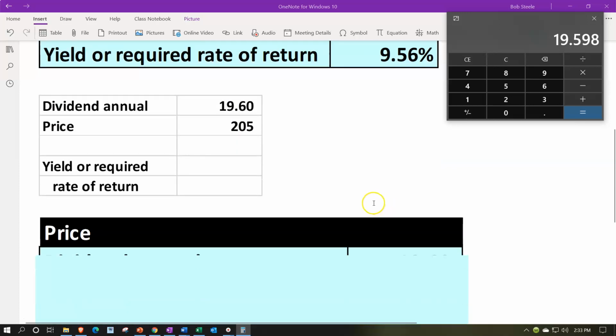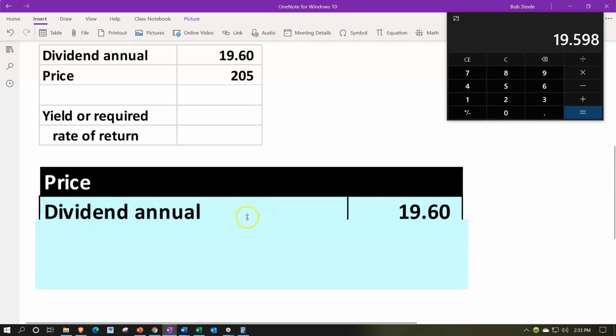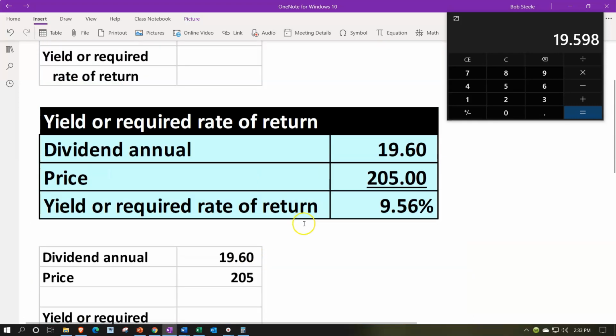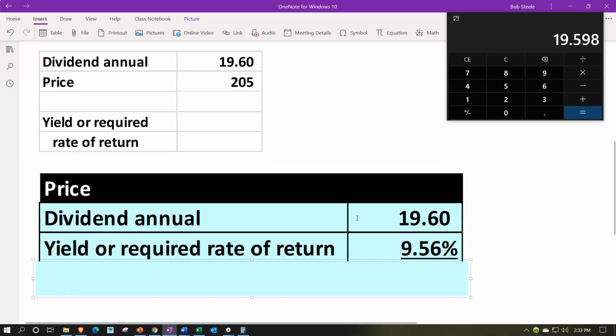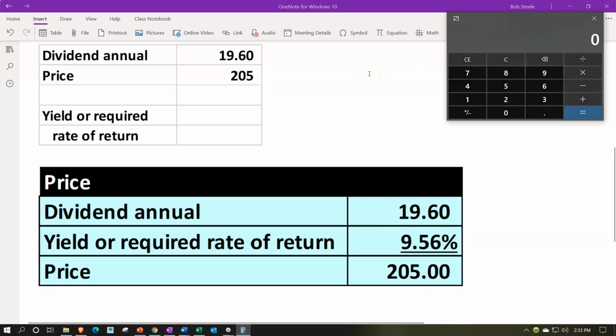We can also compare that to the price type of calculation that we saw in the past, just reworking these numbers in multiple different ways so that we can see basically solving for the unknown. So if we had the price and we know that the dividend is going to be the 19.6, and we have the yield or required rate of return, what we calculated up here, the 9.56%, then we can take the 19.6 divided by the 9.56 to once again get back to the price of the 205 as we saw in a prior presentation. So if we had the 19.6 divided by the yield of the 0.0956, we then get back to the 205 on the price.